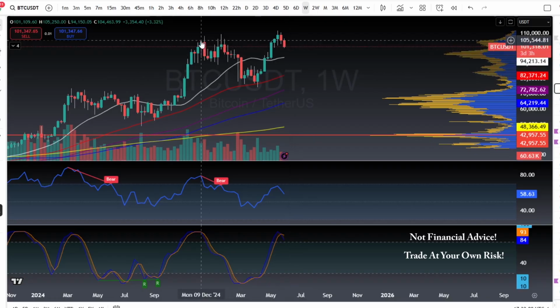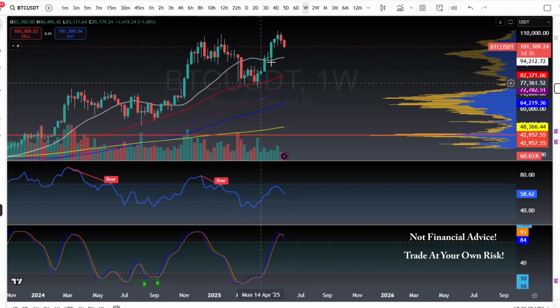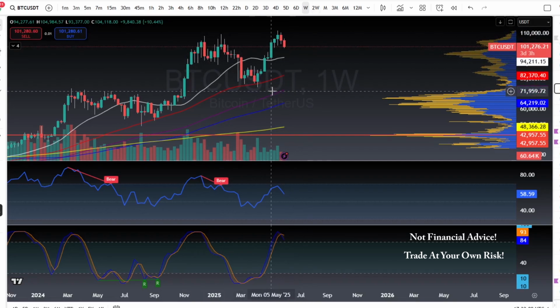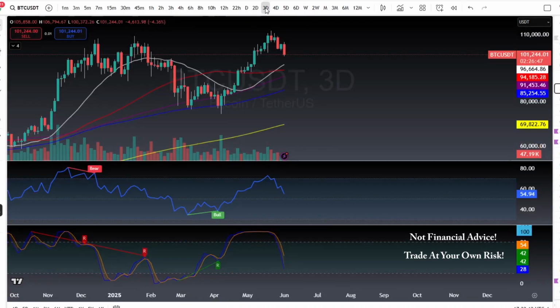The potential that we have is that this could be an inverted head and shoulders, where this is the shoulder, this is the head, and maybe we're creating the right shoulder right now, and from there that would blast us up.